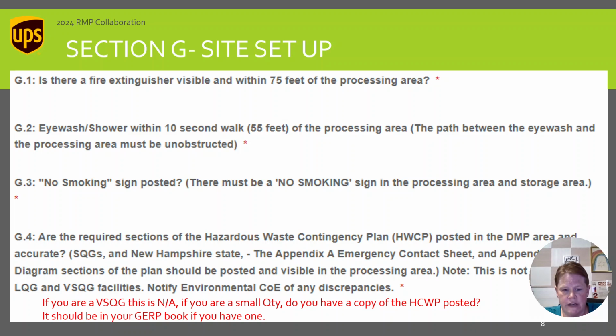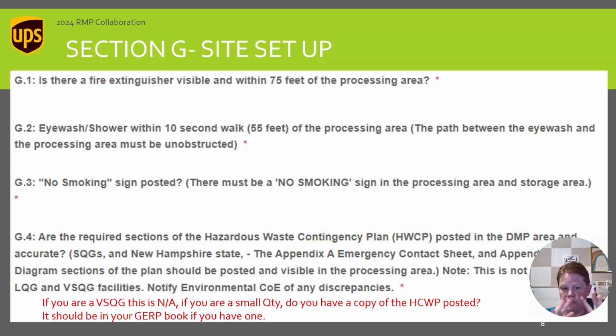If you are a very small quantity generator, which is most of you, this question is NA. You do not have a hazardous waste contingency plan. So G4 is NA if you are a very small quantity generator. If you're a small quantity generator, so that would be my little bit bigger buildings, you do have to have a hazardous waste contingency plan. It does need to be posted down in your DMP on your cork board, on your bulletin board, whatever. And it also needs to be in your GURP book, a copy of it in your GURP book.